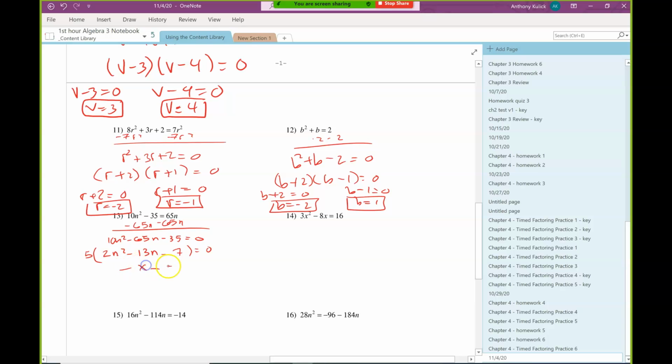So we need to find the two numbers that multiply to give us 2 times negative 7, that's negative 14, and then add to give us negative 13. Well, that's negative 14 and positive 1. So I have 2n squared minus 14n plus 1n minus 7 equal to 0.